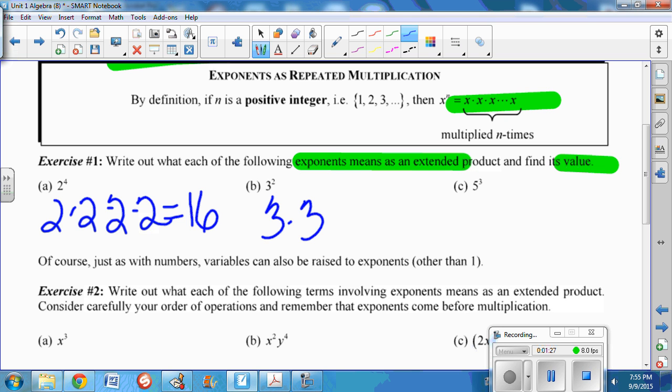3 squared, 3 times itself, twice. 5 to the third. 5 times 5 is 25, times another 5 is 125.